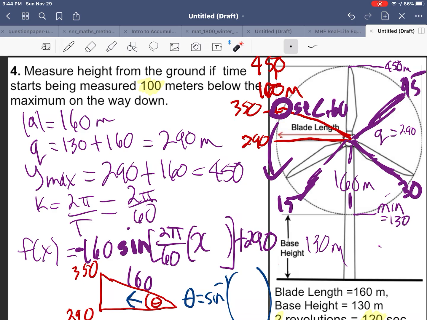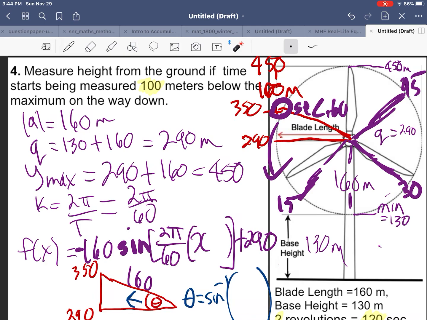Now, let's start to take a look at the hard part here, which is the phase shift. So how are we going to measure time? Well, what it says is we're going to measure height from the ground if time starts being measured 100 meters below the maximum on the way down. So we know that we always rotate counterclockwise. We always assume that for mathematics, even if it rotates the other way.